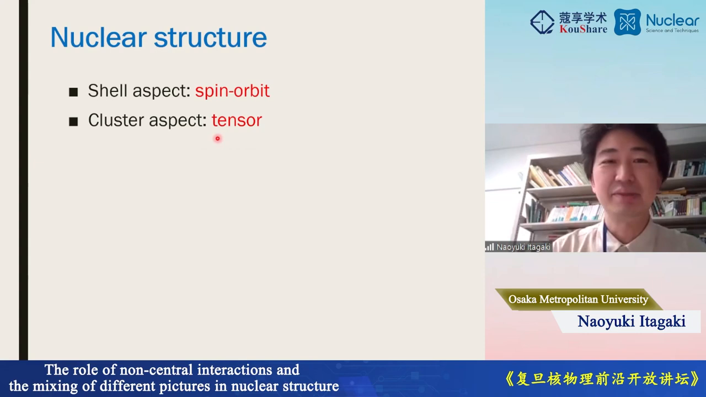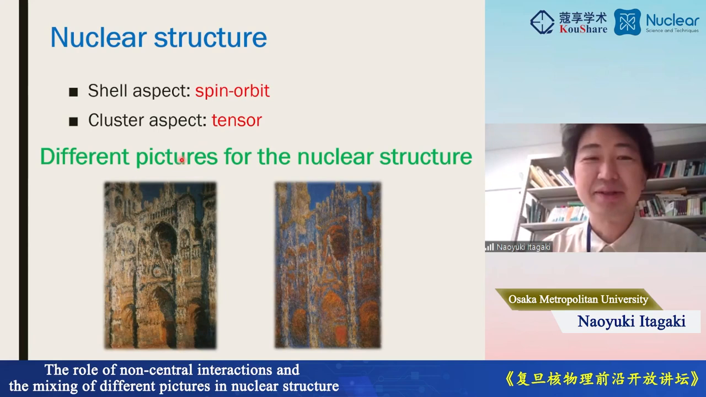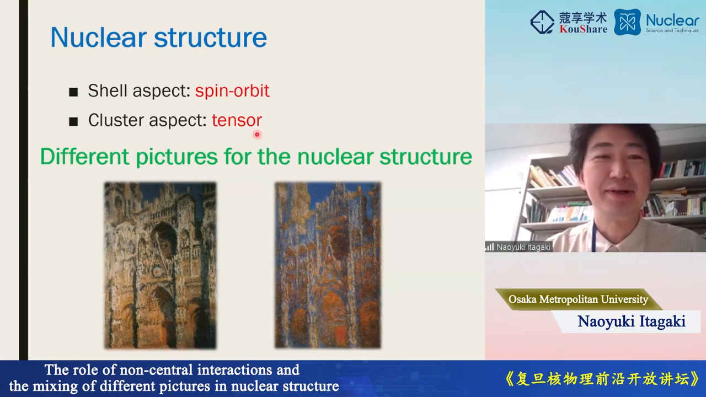We can paint different pictures. The object is just one. The object is just a kind of church or a building, but we can draw or paint different pictures because of the shell aspects or cluster aspects. And that's the interesting point. So that is a kind of conclusion.